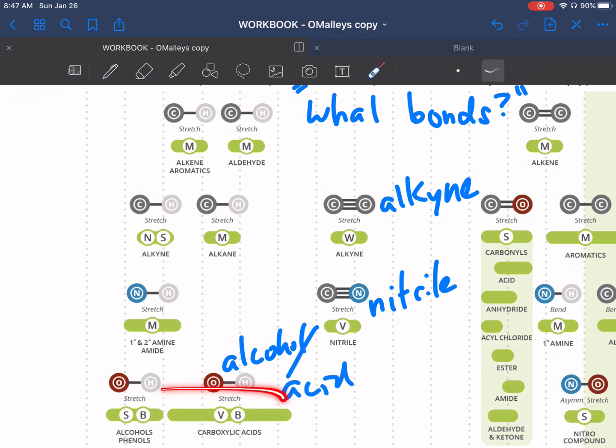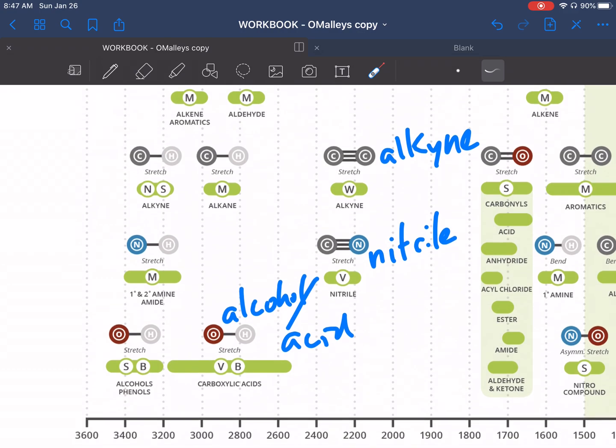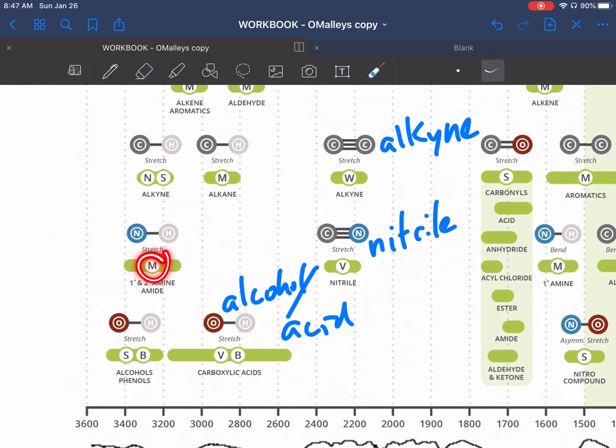You notice both of those show up quite far to the left in this spectrum. There's little keyed letters that indicate if it's a medium or a strong or a weak signal. We're just concerned with where along the x-axis these signals are shown. And what we're going to learn is simply how to interpret a spectra and figure out what kinds of bonds are present in a molecule and what kinds of bonds are not present.